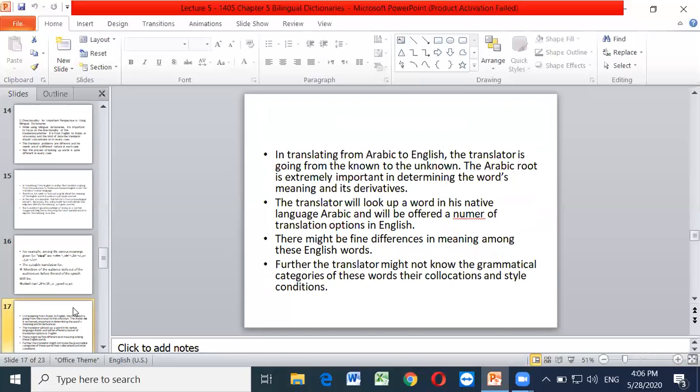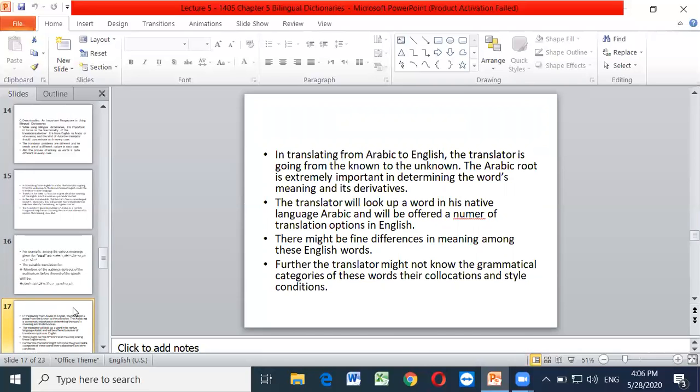In translating from Arabic to English, the translator is going from the known to the unknown because Arabic is his mother tongue. The Arabic root is extremely important in determining the word's meaning and its derivatives. So the Arabic root is extremely important also in looking up the word. Here he's saying it in the following point.